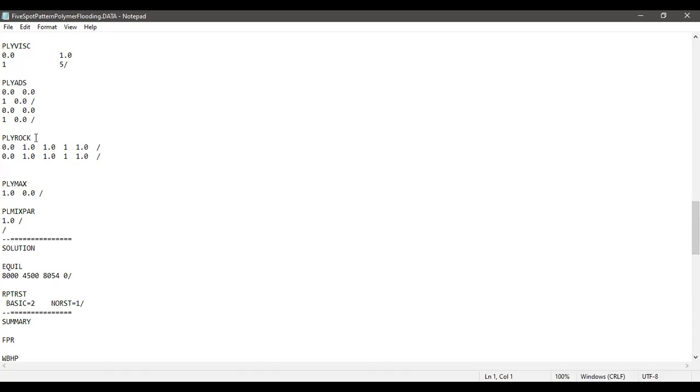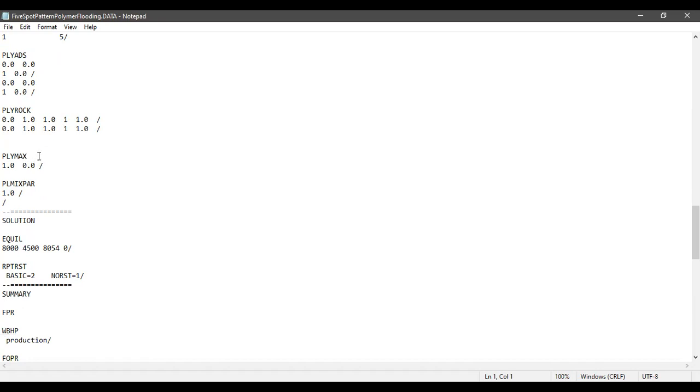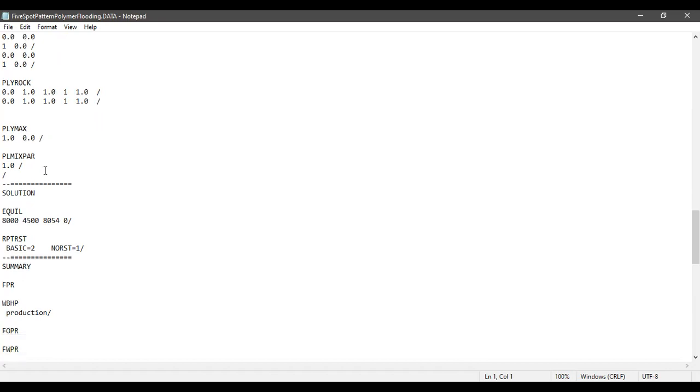The PLYROCK indicates some information about the dead pore volume, the residual resistance factor, the rock mass density, and so on. The PLYMAX indicates the maximum concentration to be used for the polymer, which is 1, and the maximum concentration of salt in the water. Here we have 0, so it is salt-free water. The polymer mixing parameter is 1, which indicates that we have used the Todd-Longstaff model as a mixing parameter for the viscosity calculation.